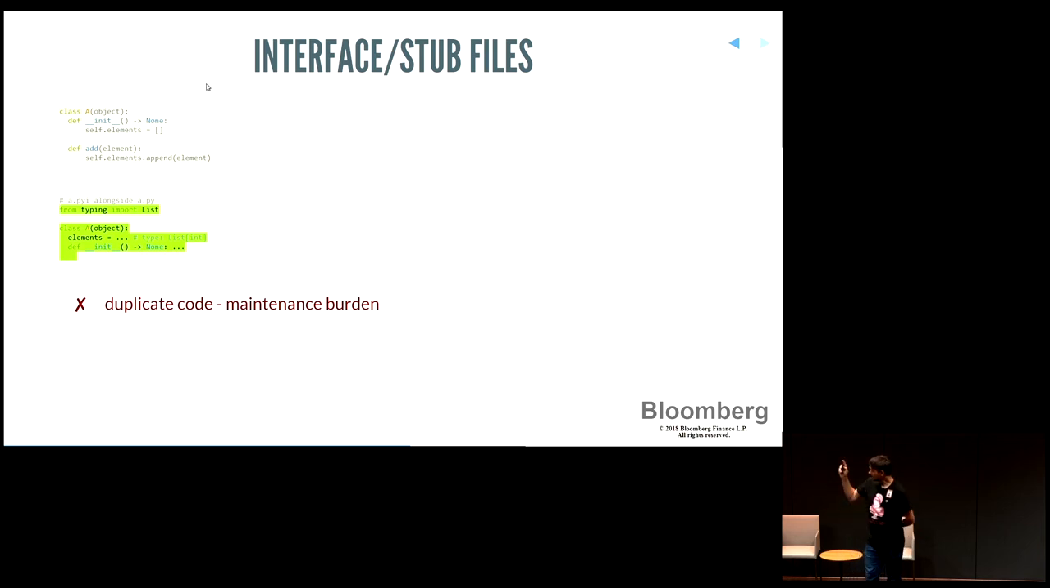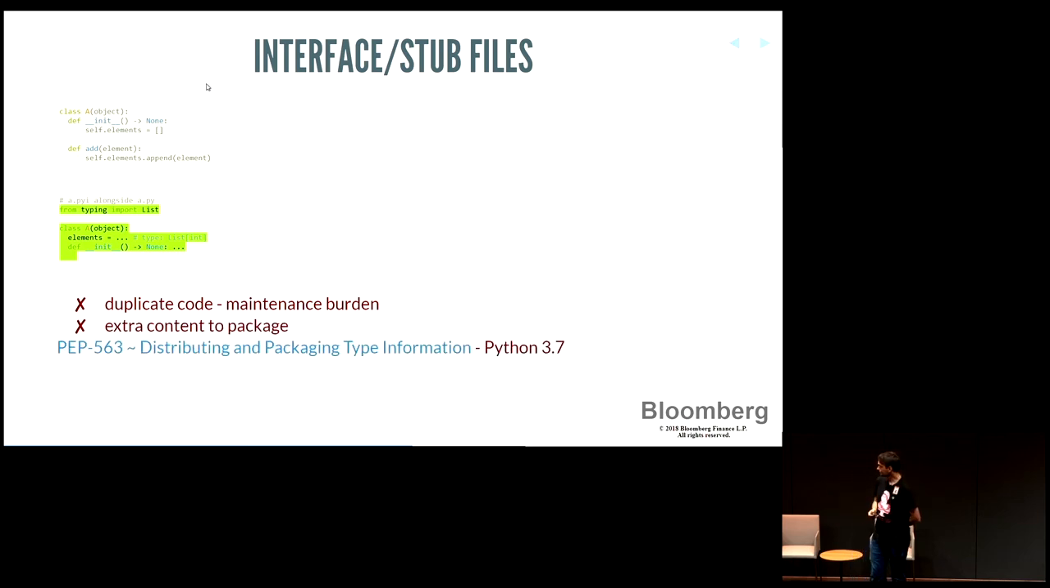OK, the problem is you duplicated your code. Now you basically define every definition twice. You have extra content to package, which is sort of solved by an additional PEP. What that means is that you need to package additional files with your application, which beforehand you did not have. So there is some downside there. And also, there is no single source of truth.